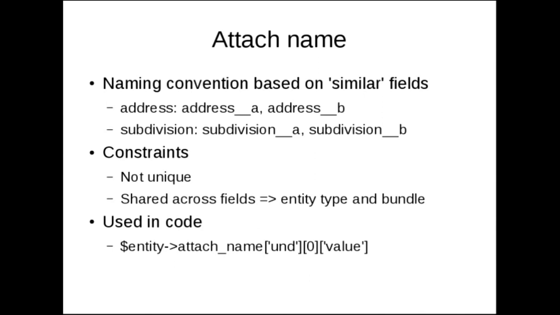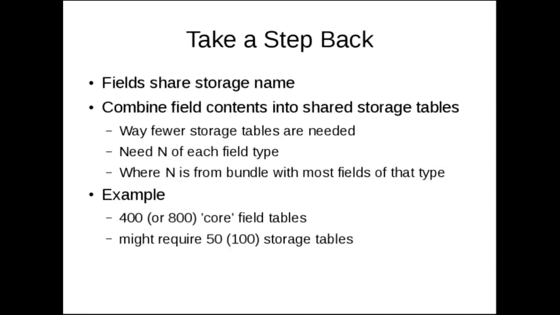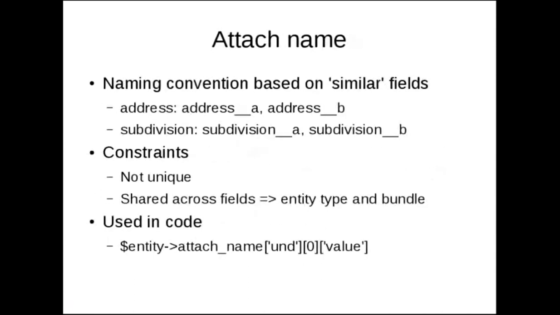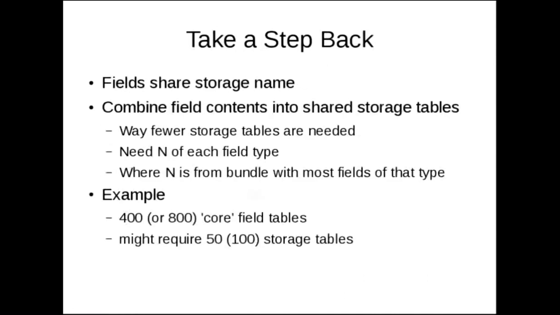So the attached name is not unique. It can be shared across fields. It's really the way we'd like to have things. We'd like to have that on the field name, but for the moment we can't do that. Again, now fields share a storage name, but they're different. They can be terribly different, right? So list text is the storage, but the field name is email or something like that. And we can then combine these fields into the same storage table.